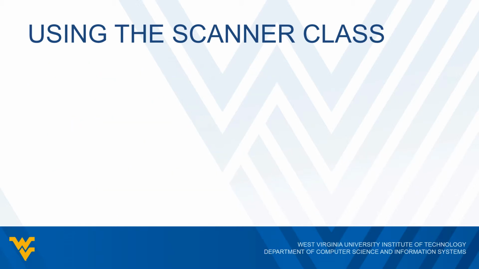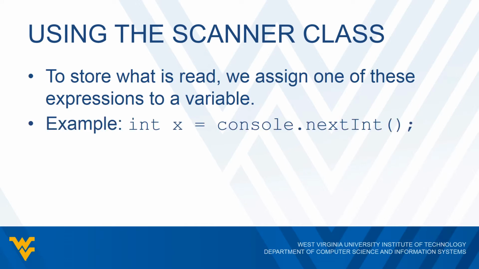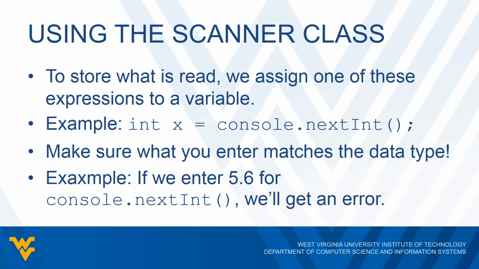With these methods, if we want to store what the user types, all we have to do is assign the results of that method to a variable. So let me give you an example. If I want to have the user type in an integer and store it in a variable x, I can just say int x equals console.nextInt. The console.nextInt part is a method that evaluates to some integer, so we take that result and we store it in x. And as I said before, and I'm going to say again, make sure what you enter matches the data type. For example, if you enter 5.6 when it was expecting an integer, you're going to get a runtime error. Your program is just going to blow up on you.